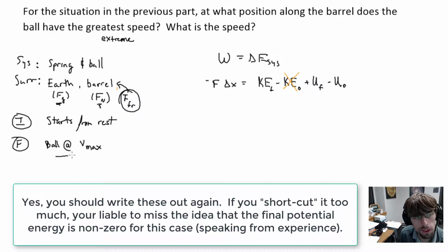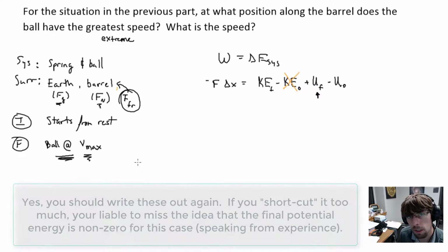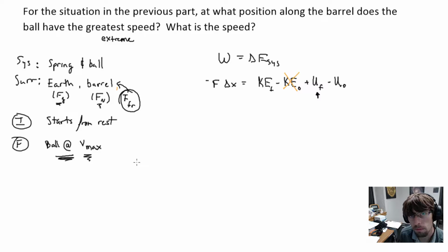But remember, we changed our final state. The ball's at v max. That means that we can't necessarily set our final potential energy to be 0 anymore. Okay. Now, let me draw a little diagram, because sadly I've screwed this up once tonight. I got halfway through the problem and I realized I did it wrong.